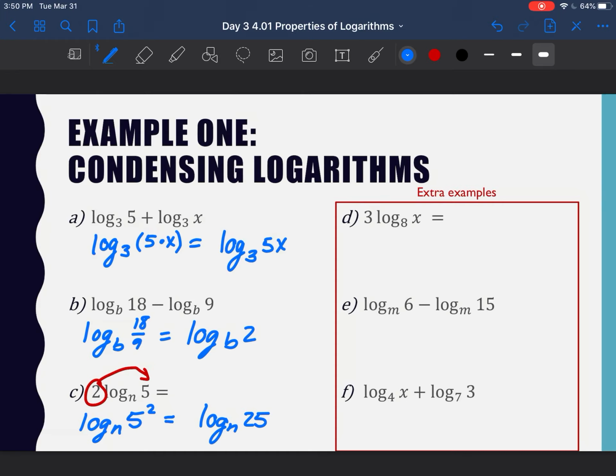So if you understood these, you can skip ahead to the next section. But I'm just going to do a couple more examples. That way you've seen multiple examples of each.